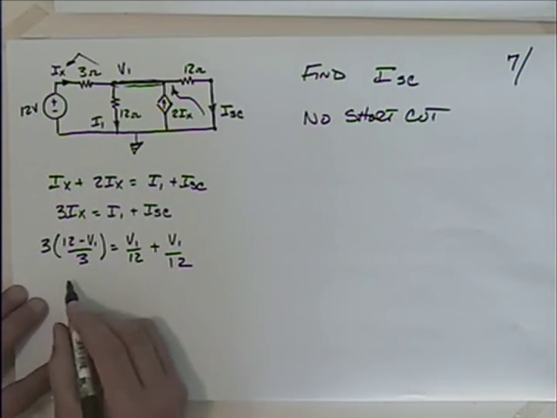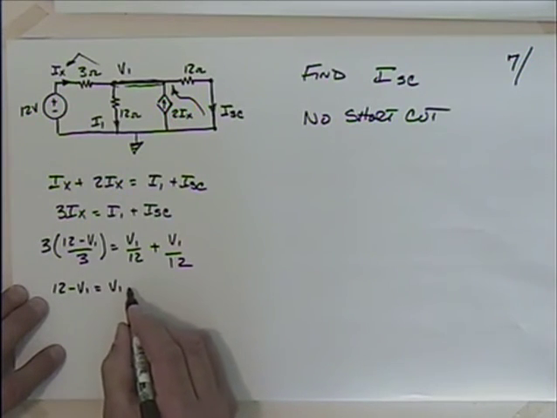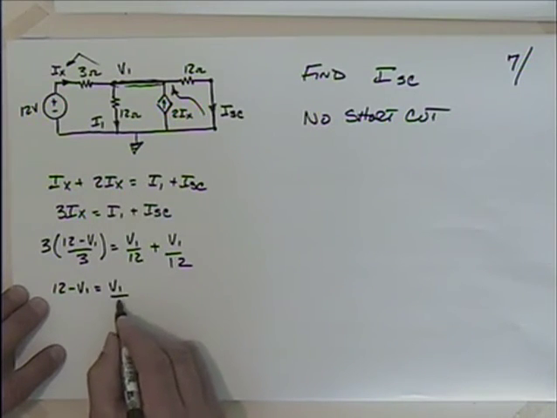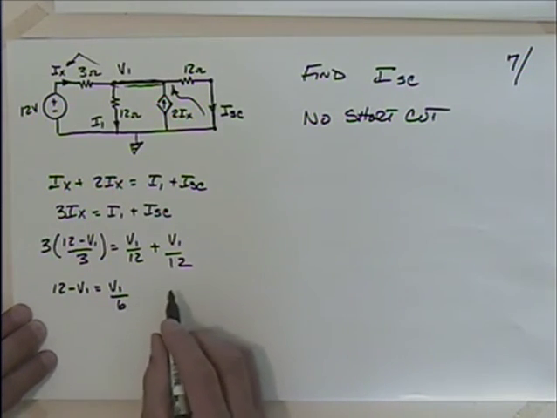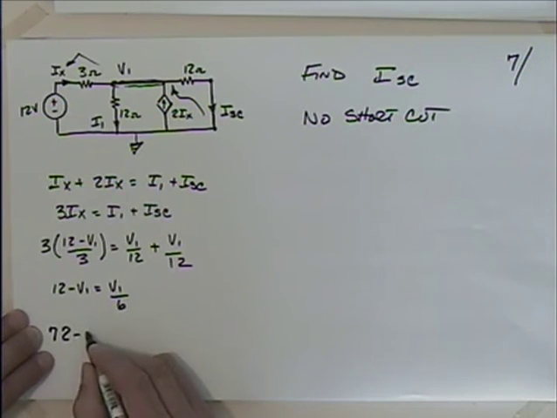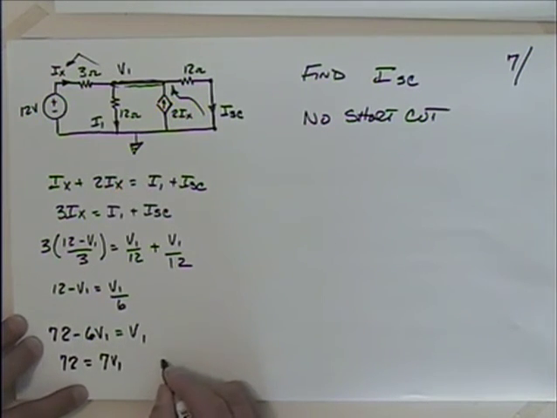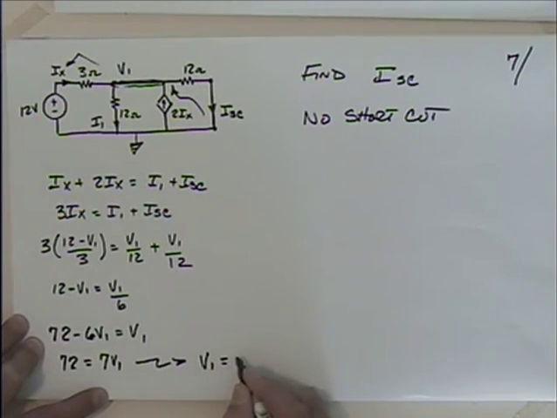So I could say that I have 12 minus V1 is equal to V1 over 12 plus V1 over 12, which would be what? V1 over 6. Multiply everything by 6, and I get what? 72 minus 6 V1 is equal to V1. So V1 is then, or let's see, 72 is equal to, add 6, so I've got 7 V1. So V1 is equal to 72 over 7.